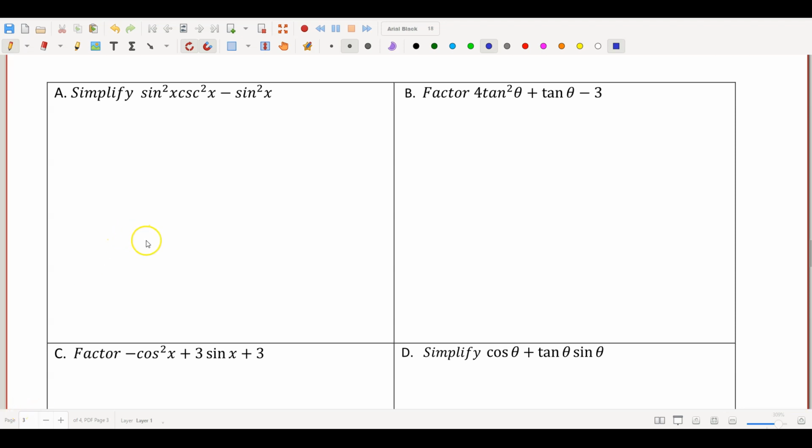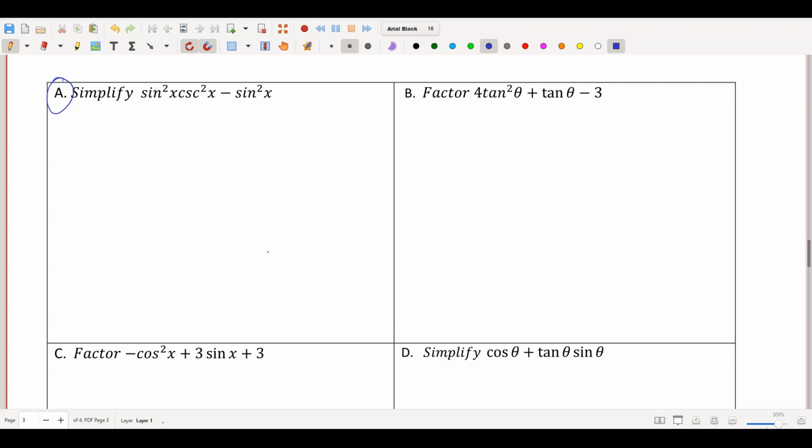All right, so it might seem overwhelming with all the identities that you're doing, but we just need to practice some of these situations. So I want you to go to the practice sheet, practice A, kind of on the second page. Let's just give this one a try. So I have sine squared x times cosecant squared x minus sine squared x.